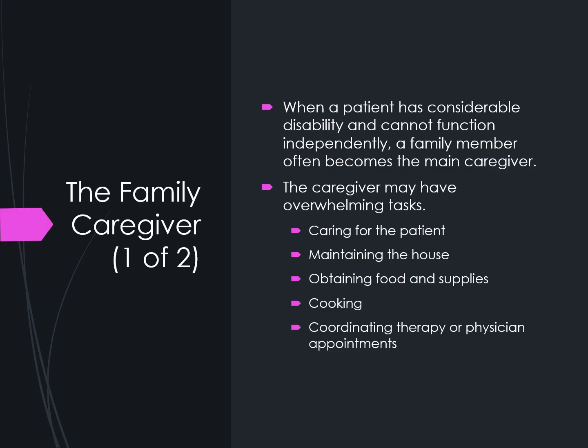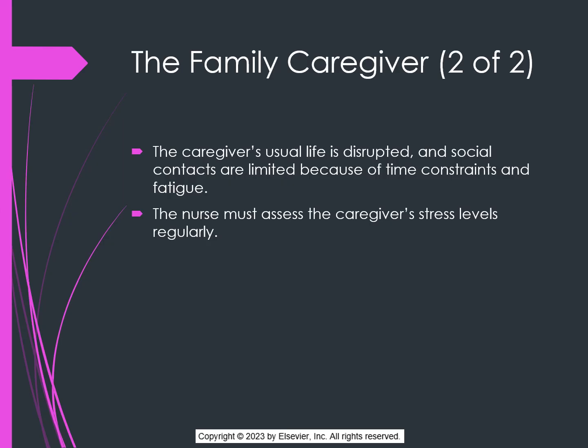patient's care. When a patient has a considerable disability and cannot function independently, a family member will often become the main caregiver. The caregiver's usual life is disrupted, and social contacts are limited due to the time constraints and fatigue. You must assess the caregiver's stress level regularly. When caregiver stress is high, calling an agency social worker for consultation can provide either more help for the caregiver or a respite program that might provide the caregiver with a few days of needed rest and relaxation. A respite program will provide room, meals, and care for a patient while the caregiver is relieved of all responsibility.